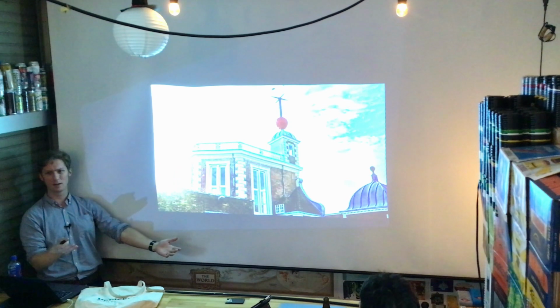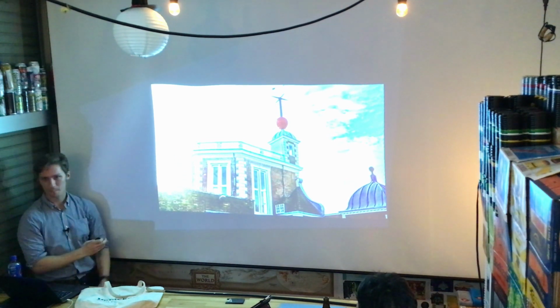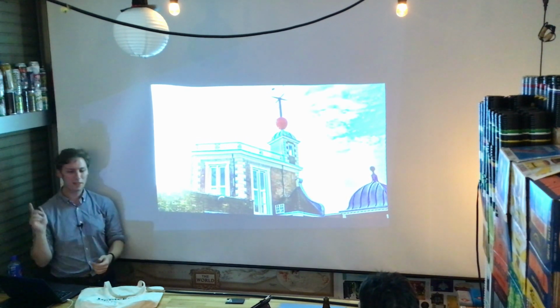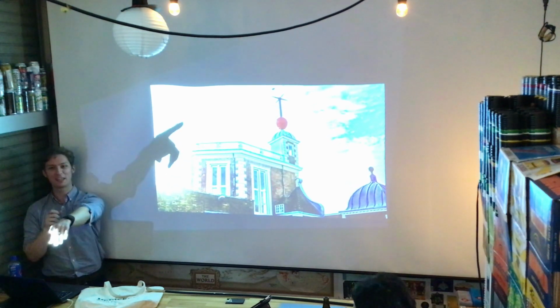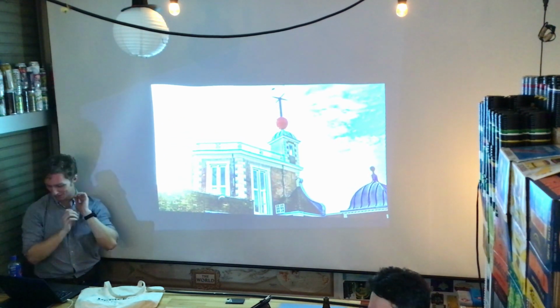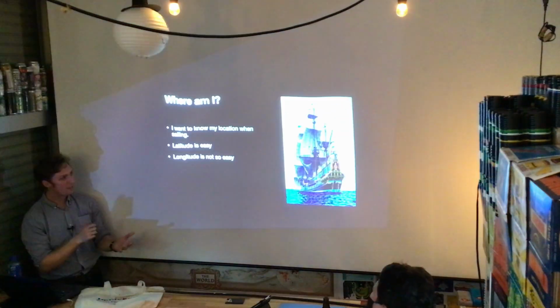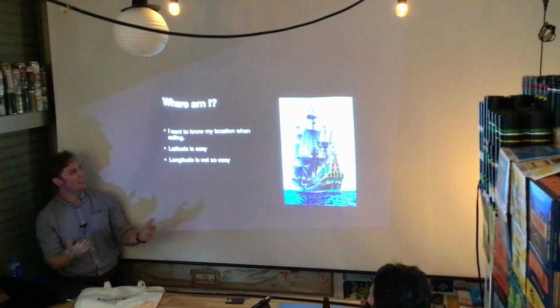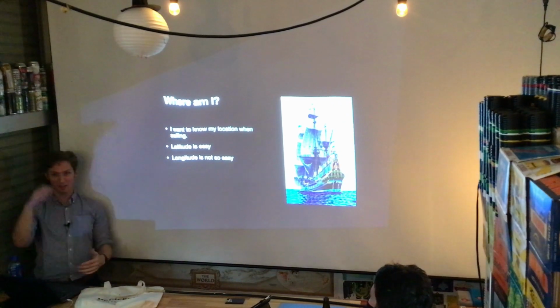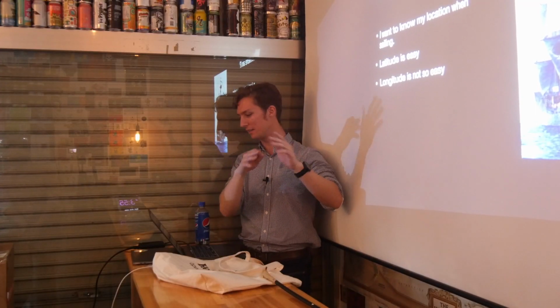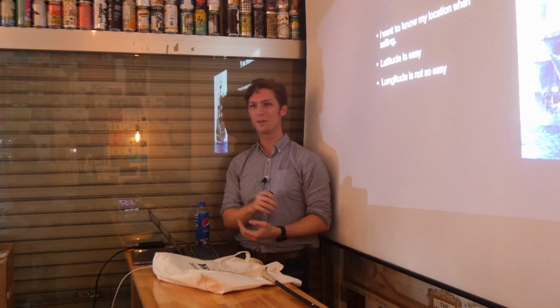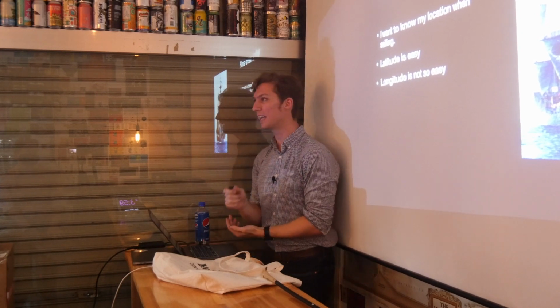So why does a ship want to know what time it is? Anyone? Weather pattern. Not quite weather pattern. I think I heard the key word over there. Longitude. So location. They want to know where they are when they're sailing. Latitude, so up and down on the map, is relatively easy. Take a look at the stars, measure some angles, you can do it. Longitude, not so easy. If you know the time, you can work it out.